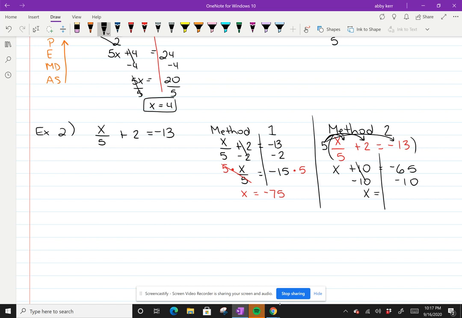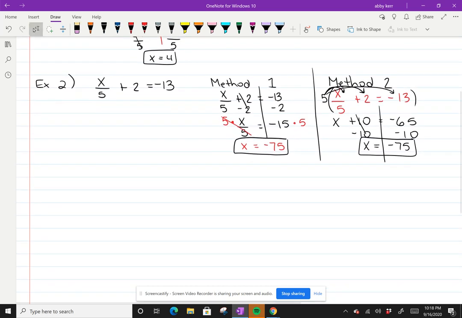And we're left with x equals negative 75. So notice either in method 1 and method 2, you get the same answer. It does not matter which route you go. Method 2, personally, I see the most mistakes, but if you want to do method 2, cool. Get rid of the fraction as soon as you can.